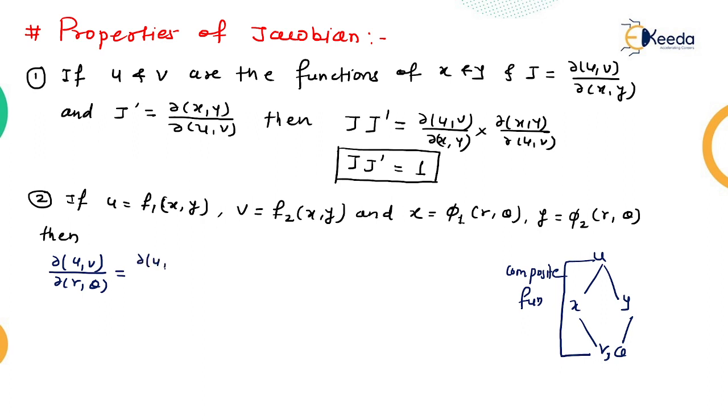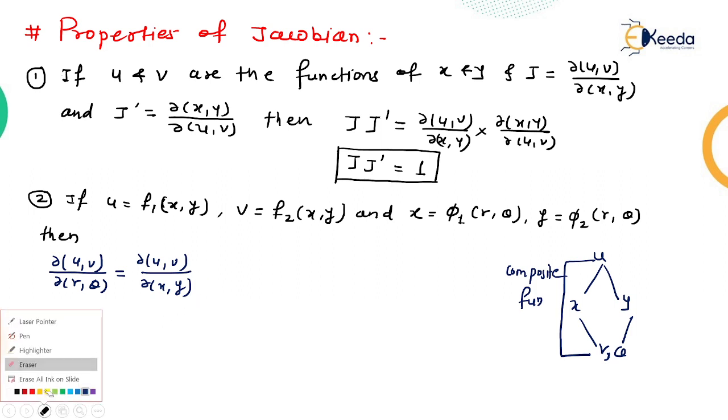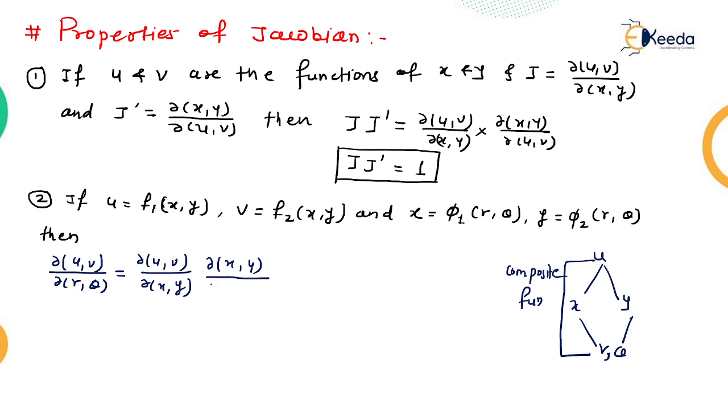Let's see, in this way we have to calculate it. First of all, (u,v) is a function of (x,y), so I am writing ∂(u,v)/∂(x,y) into ∂(x,y)/∂(r,θ), since (x,y) is a function of r and theta. That's why we have to differentiate x and y with respect to r and theta. I hope you understand this chain rule.